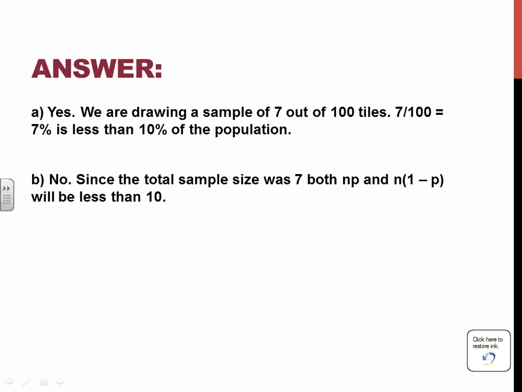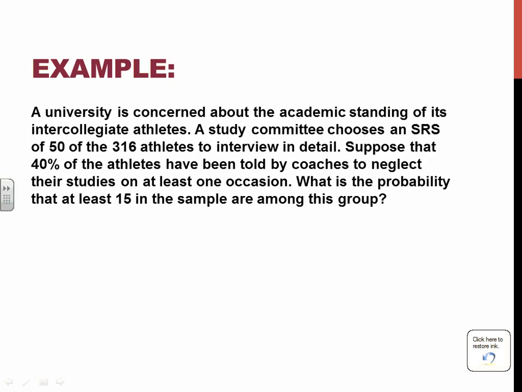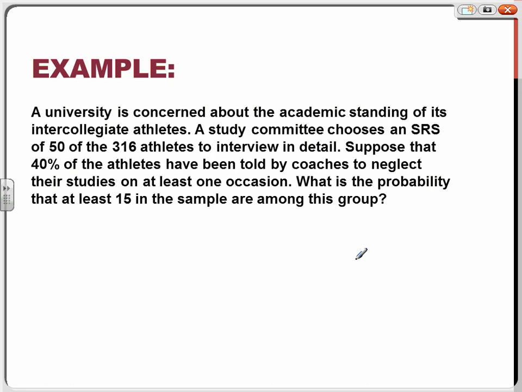All right, the university is concerned about the academic standing of its intercollegiate athletes. A study committee chooses an SRS of 50 of the 316 athletes to interview in detail. Suppose that 40% of the athletes have been told by coaches to neglect their studies on at least one occasion. That's horrible. What is the probability that at least 15 in the sample are among this group? All right, so let's see if we can find the mean, the standard deviation, all of that fun stuff, and then we can do our normal CDF.